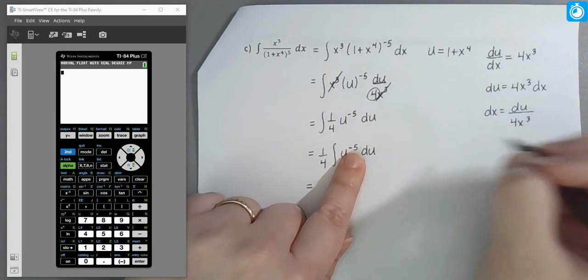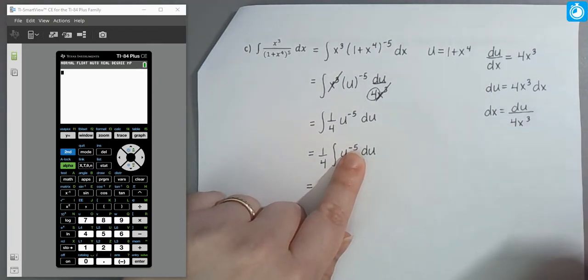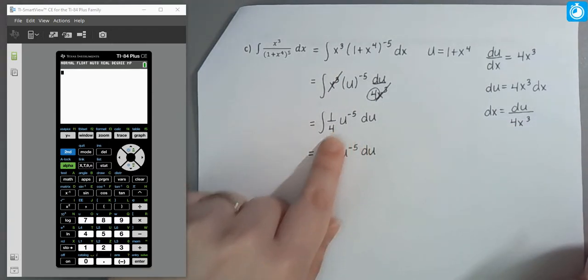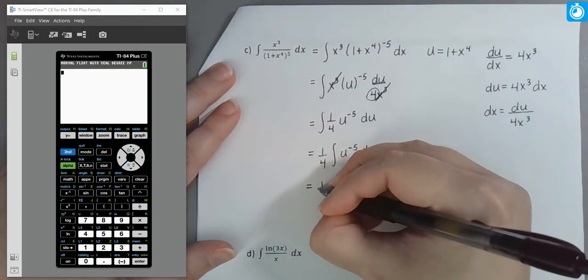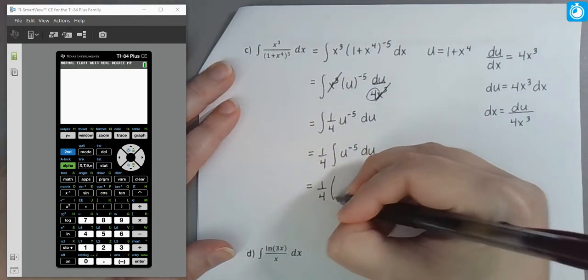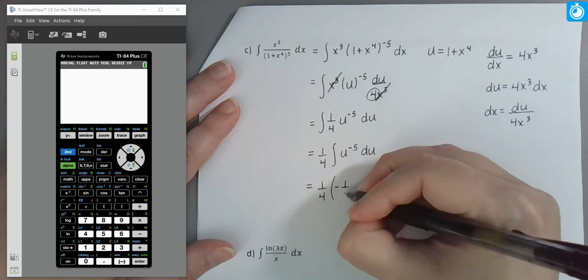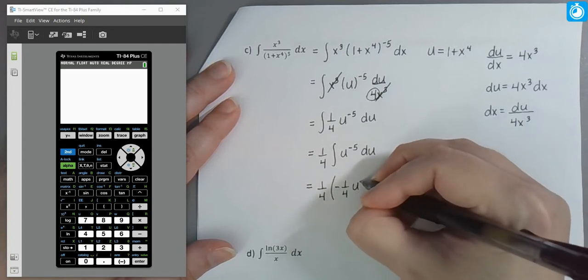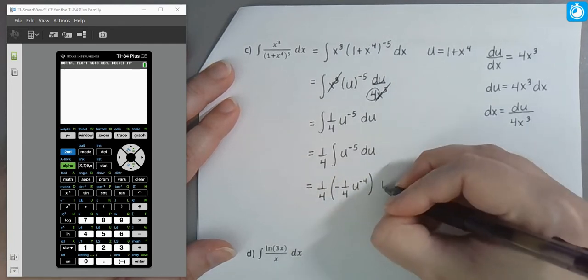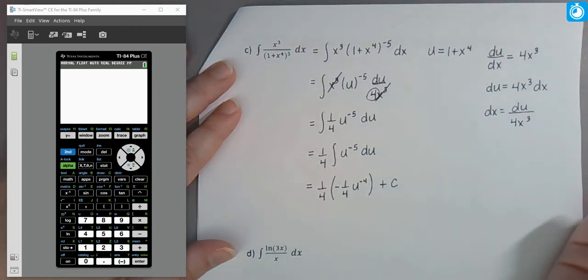So increase our exponent by 1, which would take us from negative 5 to negative 4, and then divide by that new exponent. So that's going to be negative 1/4 u to the negative 4, and then we're adding on c to that.